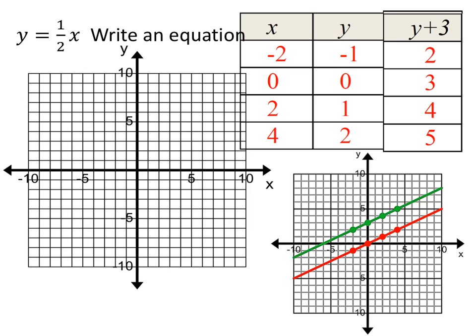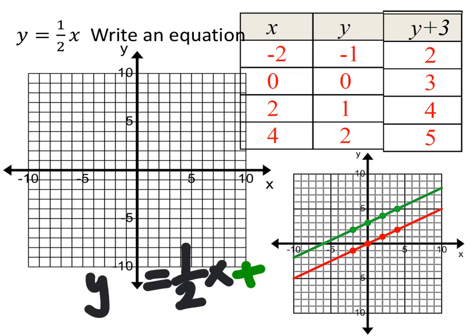So let's write an equation for this. Notice what we had originally was y equals 1/2 x. That's important. But then what did we do? Well, we took that line and we moved it up 3. So we would just add 3 to this, because each y value was 1/2 of the x, but then we added 3 onto it afterwards.